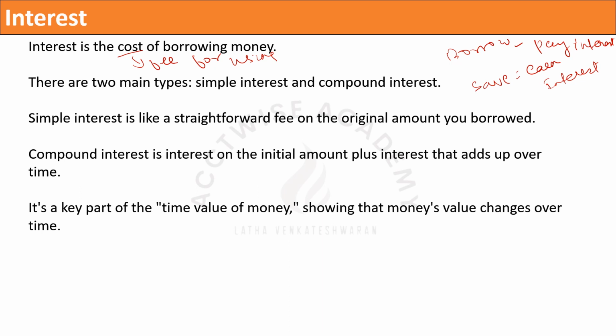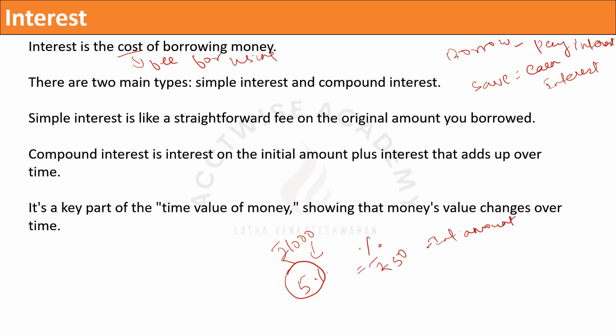Interest is like a percentage that decides how much interest you earn or pay. For example, let us assume that you are saving ₹1,000 or you are borrowing ₹1,000, and the rate of interest is 5%. This is the interest rate, and 5% of ₹1,000 becomes ₹50. That becomes your interest amount.